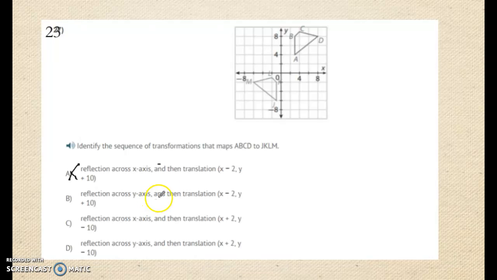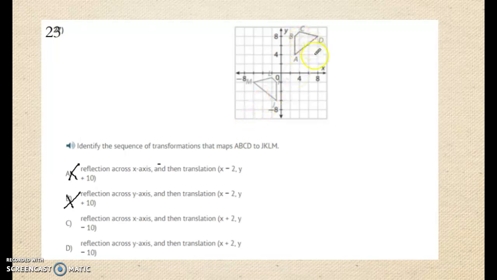And then let's check B. If we reflect across the y-axis, we would be right over here in quadrant 2. And then if we move 2 to the left and 10 up, we would be way up off of our screen. So that's not going to work either.